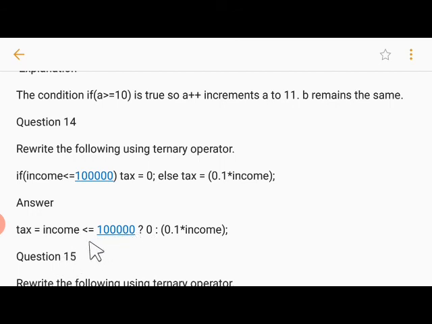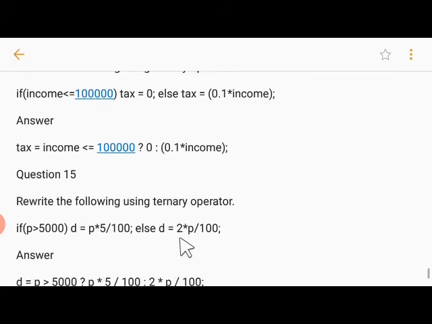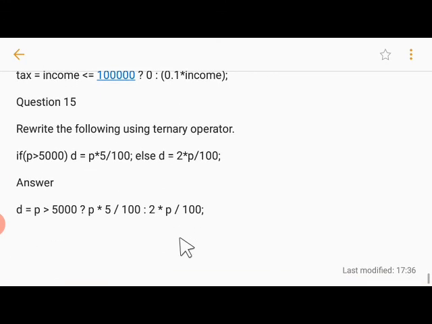Then if it is true, this is the then part, then 0, because tax is being given 0. So 0 will be there; tax will not be repeated because tax is already appearing on the left-hand side. Otherwise, the else part has this expression 0.1 * income. So I hope this is clear to you, right? This is converting an if statement to a ternary expression. Okay, now rewrite the following using the ternary operator.